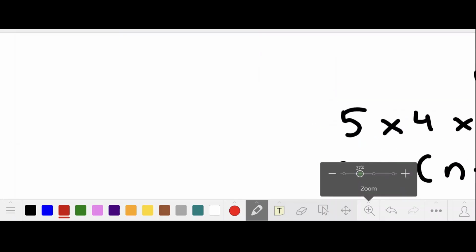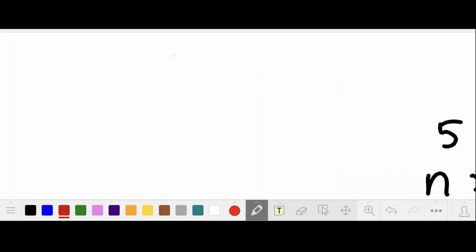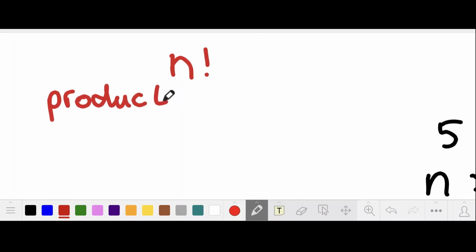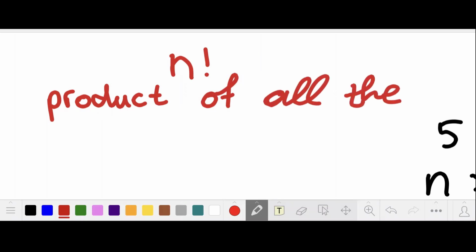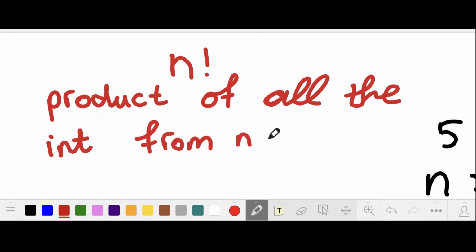Okay, so the n factorial is the product of all the integers from n all the way down to 1.